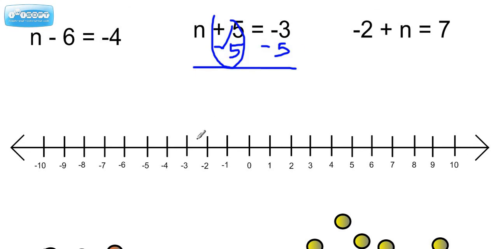If we just look at the number line to figure this out, negative 3 and then go left 5. 1, 2, 3, 4, 5. See how we know that the answer is negative 8? We already figured that out. n equals negative 8.